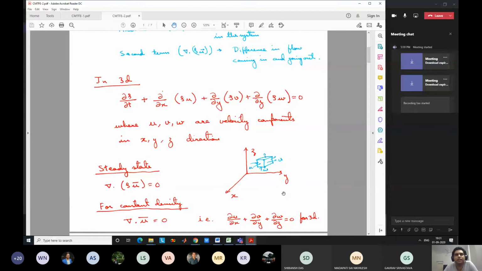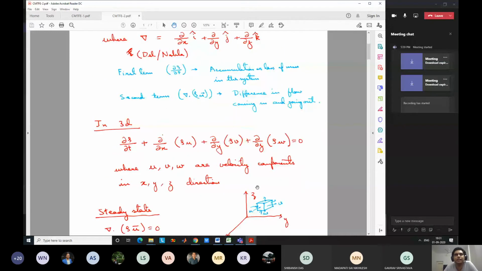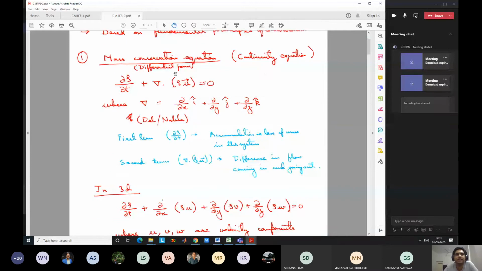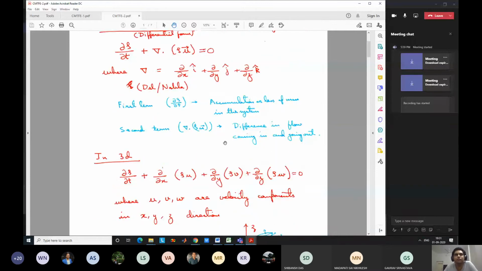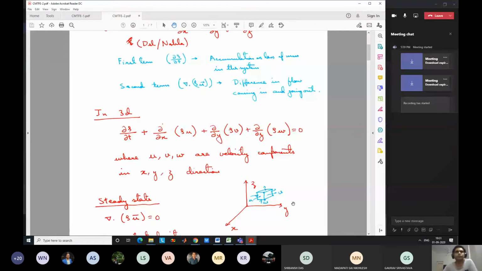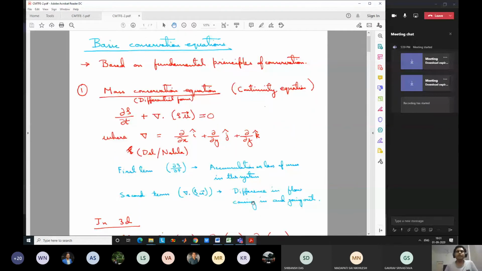Then after some algebraic manipulation, you can get this term. Basically, you can divide by delta x, delta y, delta z to get this form of the equation. Okay, so it is very easy to derive. You can try on your own, but that is the idea, that this term represents the net flow that is coming into the system or going out of the system. Okay, so this entire mass conservation equation is nothing but a balance of the mass that is getting accumulated in the system and mass that is coming in or going out of the system.